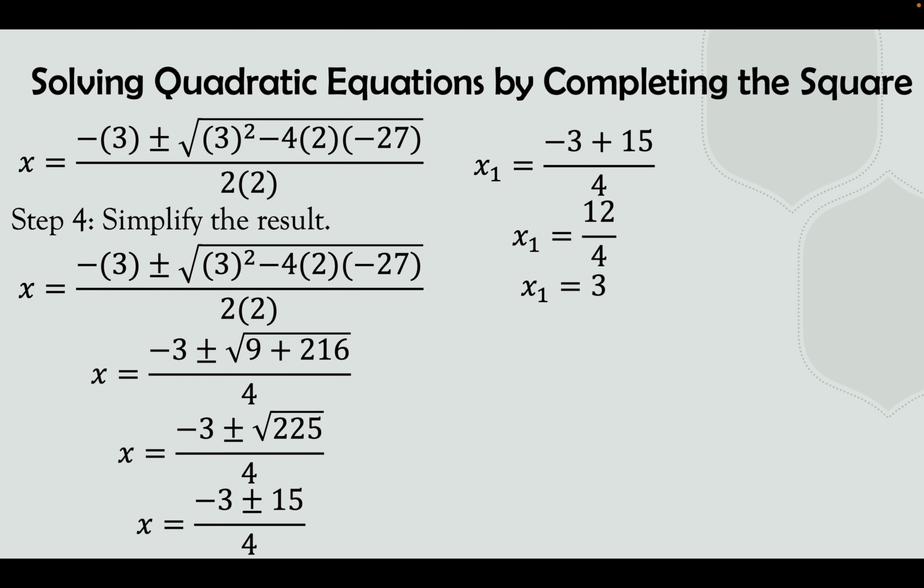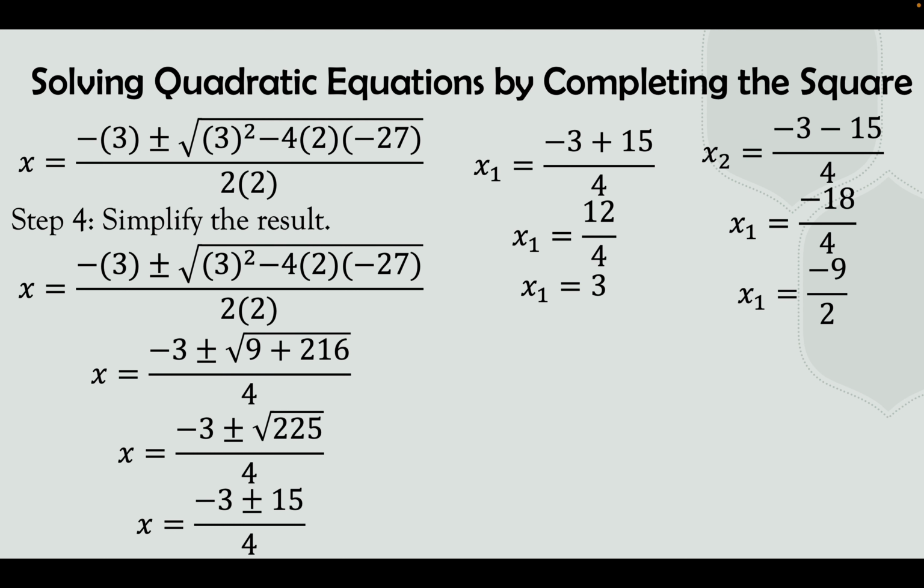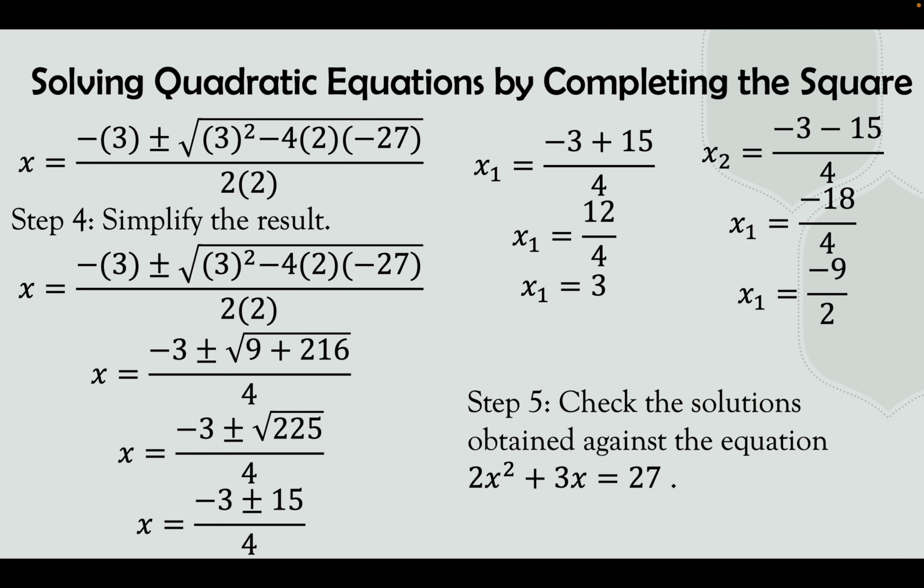And then we have our x sub 1. Let's find the two possible solutions for this one. x sub 1 is equal to negative 3 plus 15 over 4. So we have 12 over 4. That is, the first value of our x is 3. And our x sub 2 is negative 3 minus 15 over 4. So we have negative 18 over 4. That is negative 9 over 2.